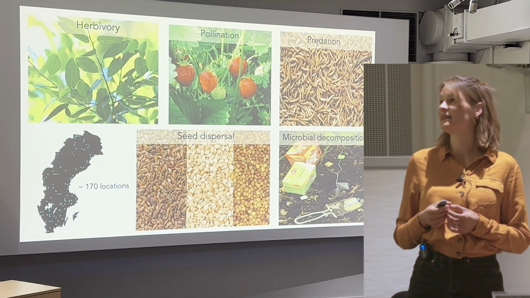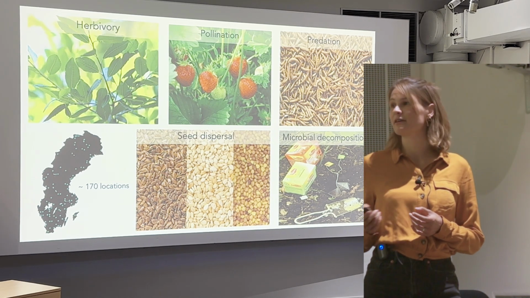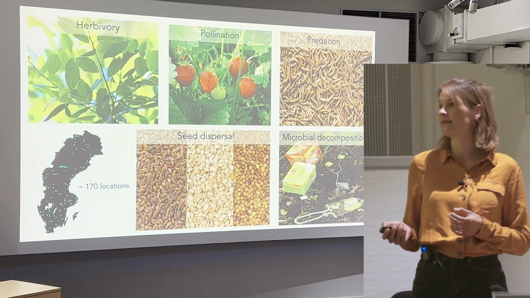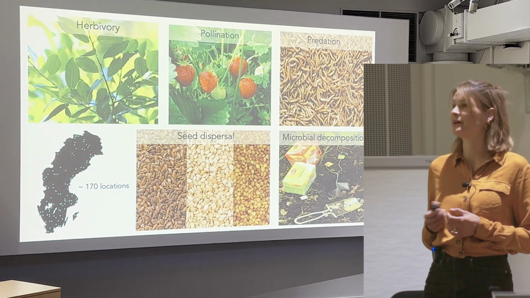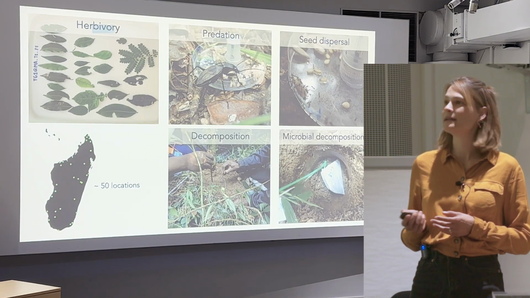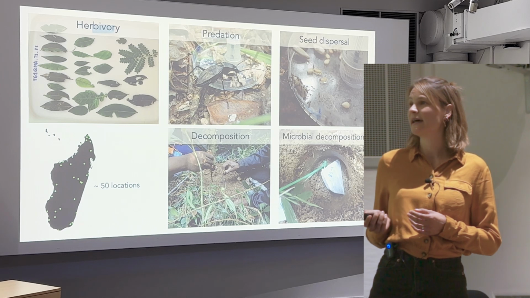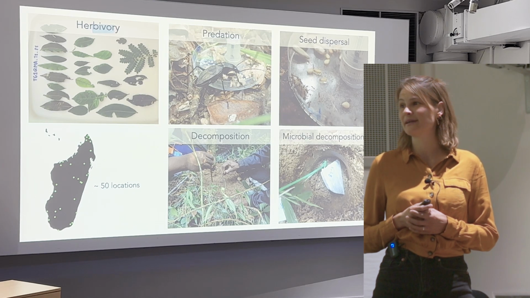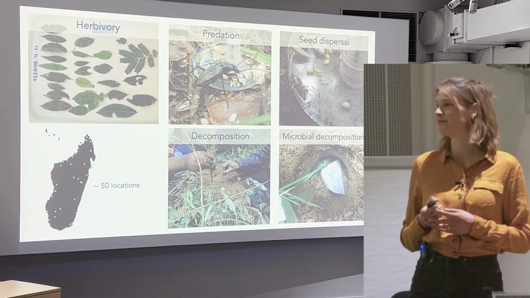So here you can see the functions that we measured in Sweden. As mentioned before, we had a big group of dedicated volunteers spread across Sweden, and at about 170 locations here, they did these experiments on herbivory, pollination, predation, seed dispersal, and microbial decomposition. Same for Madagascar. They had experiments on herbivory, predation, seed dispersal, decomposition, and microbial decomposition at 50 locations around Madagascar. And as Andrea showed, the logistics of doing fieldwork in Madagascar are of course much more challenging. So this was a very impressive work done by a group of dedicated field workers.